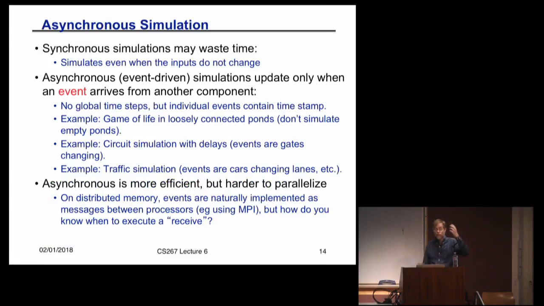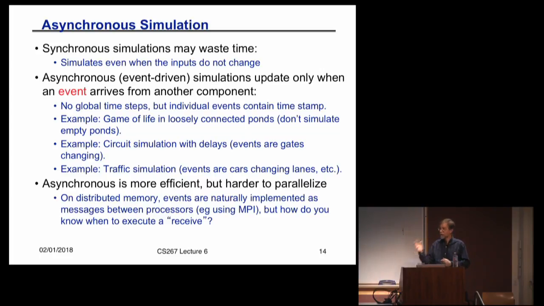So the first bullet there is just what I said. If I just kept asking, for a global clock, I'd waste a lot of time. So instead, we're going to do something asynchronous. And so there's going to be no global time steps, but every individual event will have this timestamp, so I know when I can use it. And the example on the last slide was this game of life in loosely connected ponds, but it also comes up naturally in circuit simulation. In that case, the events are gates changing. I don't want to, in my simulation, look at every gate on every cycle and ask whether it changes.